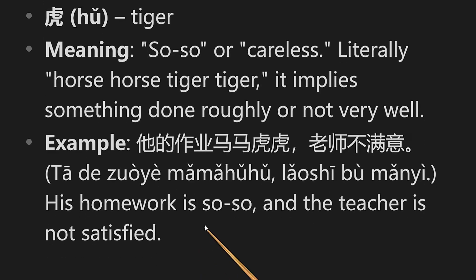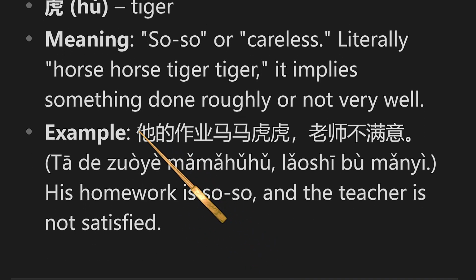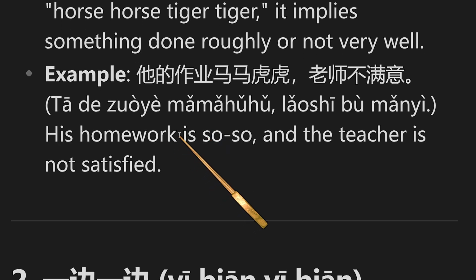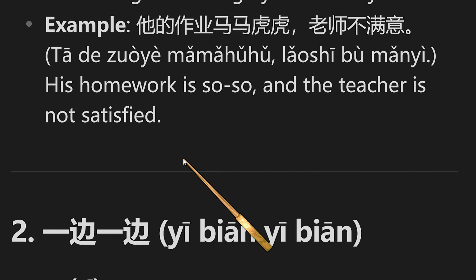Ma ma hu hu. Let's see an example. His homework is so-so and the teacher is not satisfied. 他的作业马马虎虎，老师不满意。他的作业, it's his homework. 马马虎虎 careless. So his homework is so-so. Sometimes it's really hard to use idioms in the right way because we don't understand if it's an adjective or a verb or an adverb. 老师不满意. 满意 it's satisfied. It's from HSK 4, so you don't need to learn. You can say 你为什么做任何的事情马马虎虎? Why do you do everything so-so? Next one.